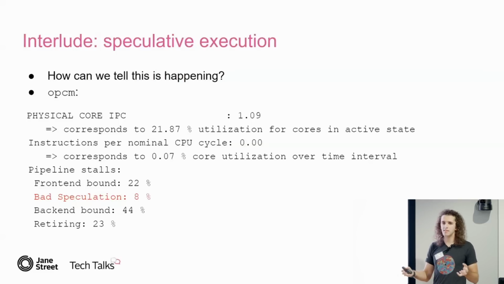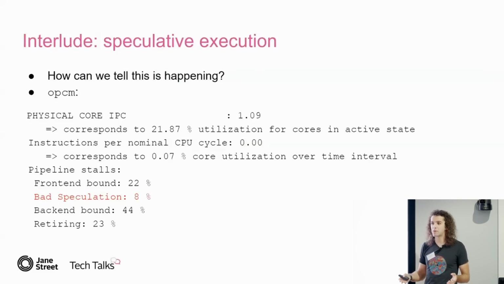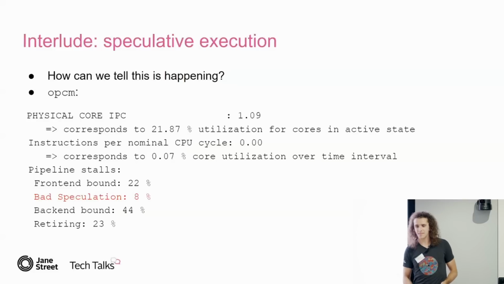Well, in the Intel software optimization manual, they have wording that sort of goes like, if bad speculation is greater than 1%, something is catastrophically wrong, and that should be your number one priority to fix. Okay, Intel, let's fix it. How do we fix it?